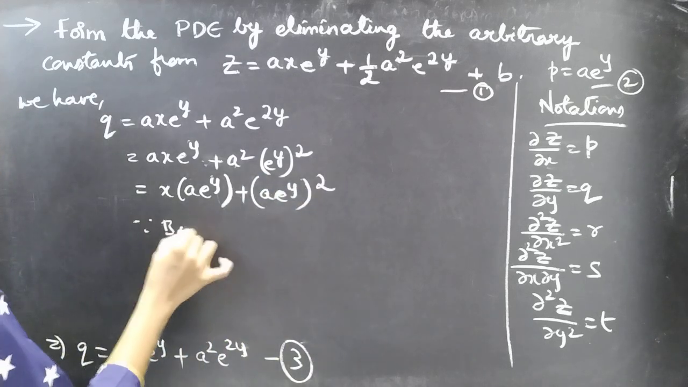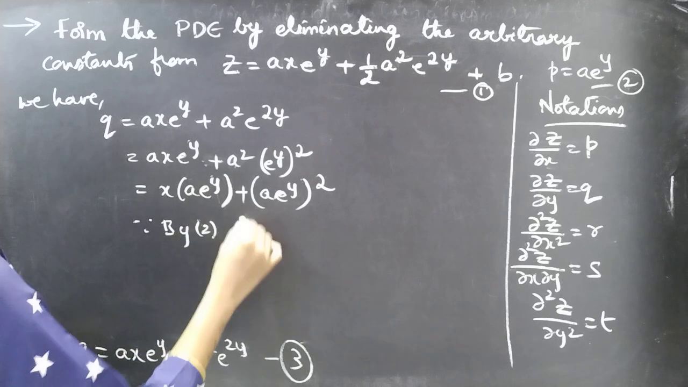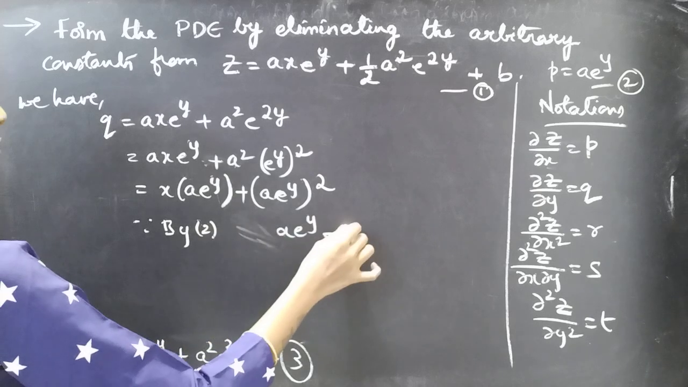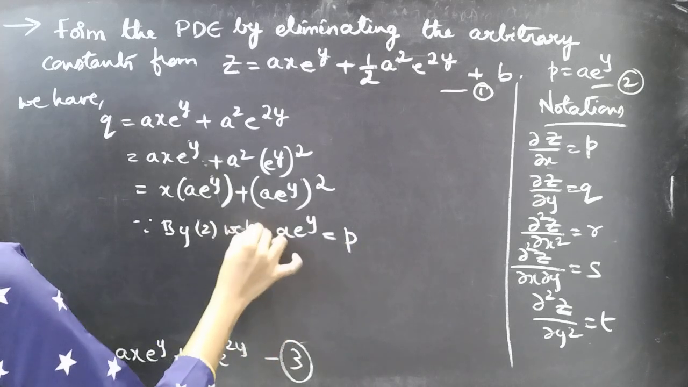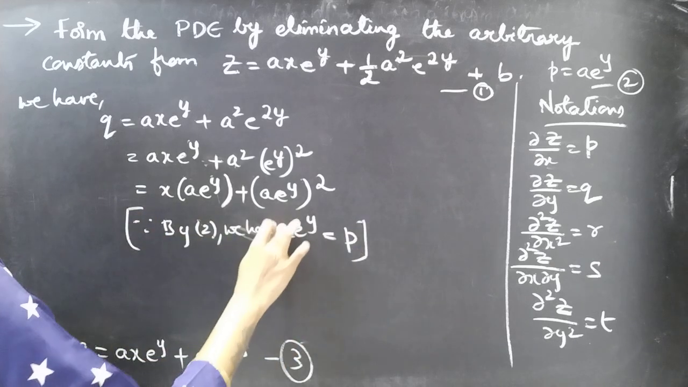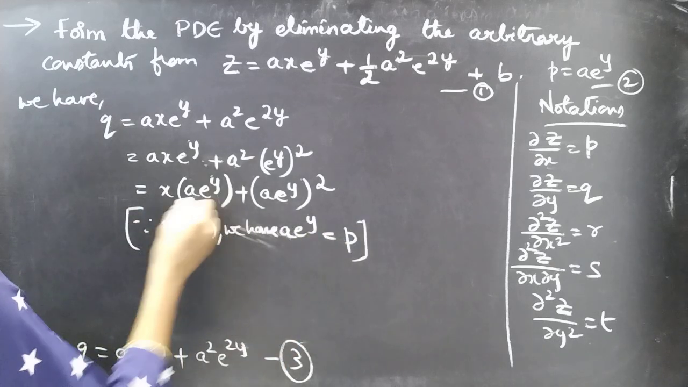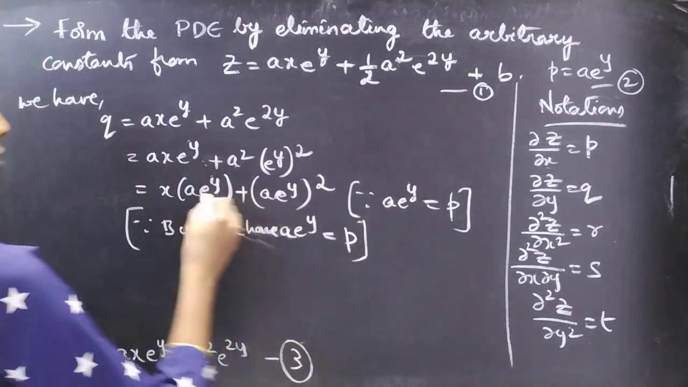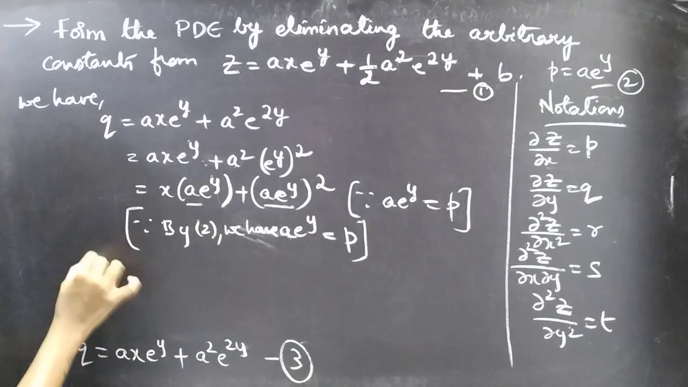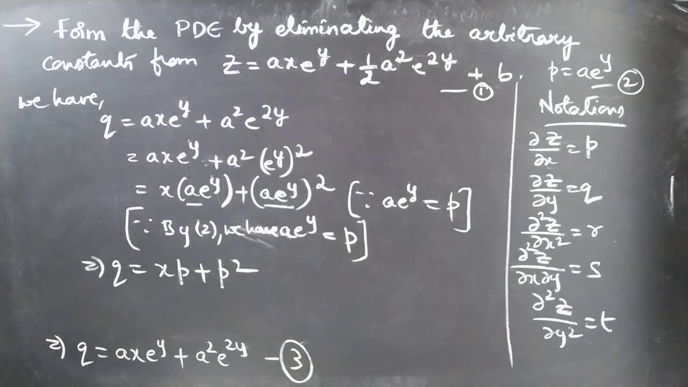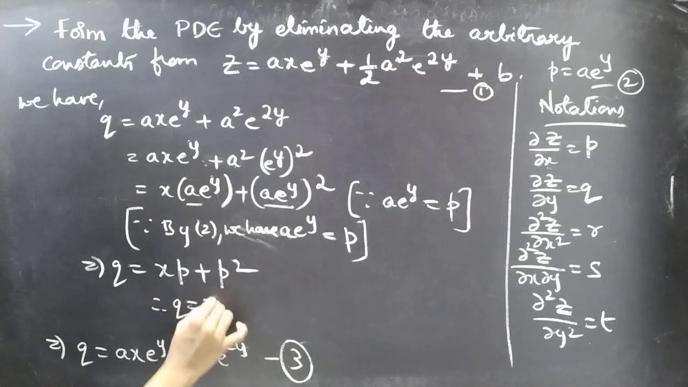Since by 2 we have p equal to a e power y, or better, a e power y equal to p. So I'll just replace a e power y by p, since a e power y equal to p. Just replace these by p, you'll get q equal to xp plus p square, right? Therefore q equal to xp plus p square.